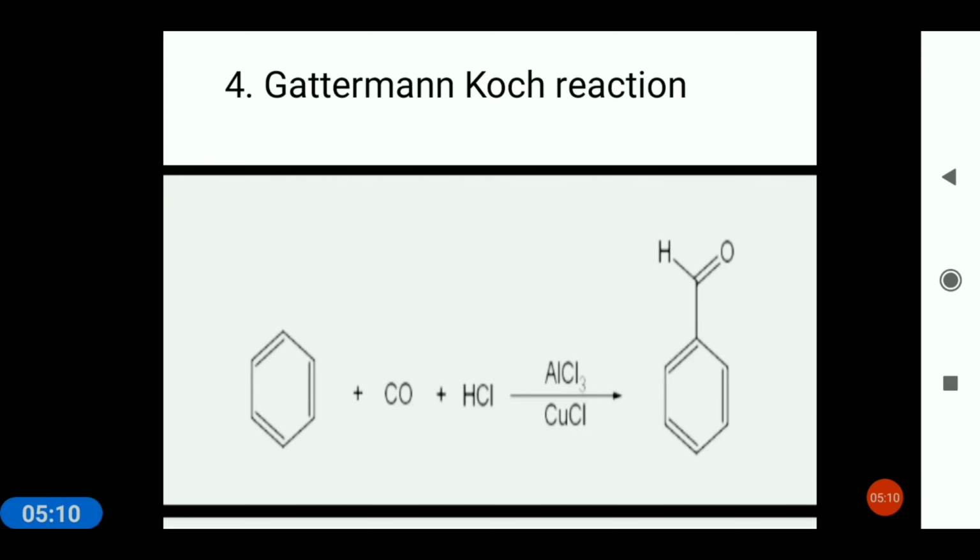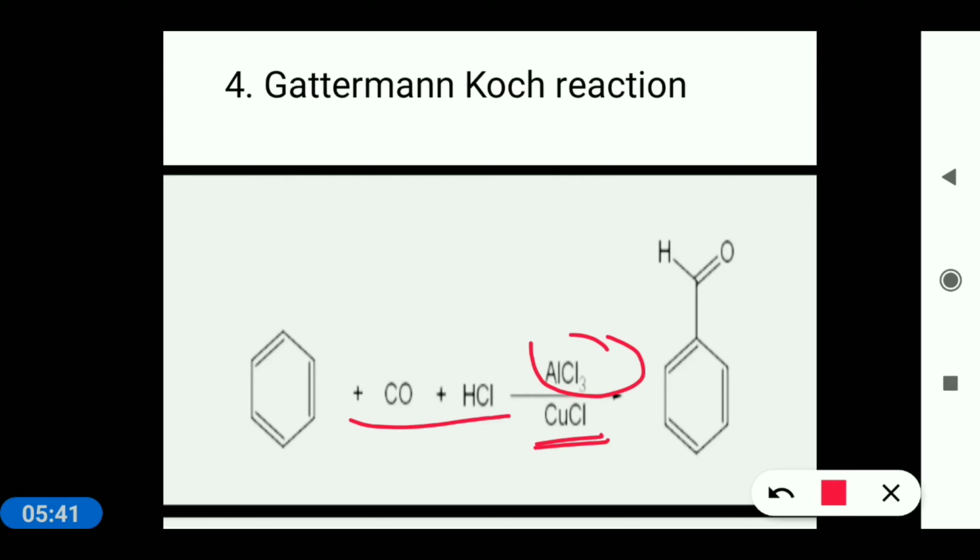The fourth one is the Gattermann-Koch reaction. When a mixture of carbon monoxide and HCl gas is passed through a solution of benzene or toluene in nitrobenzene at 323 Kelvin in presence of a catalyst like anhydrous AlCl3 or a small amount of CuCl, benzaldehyde or para-tolualdehyde is obtained.